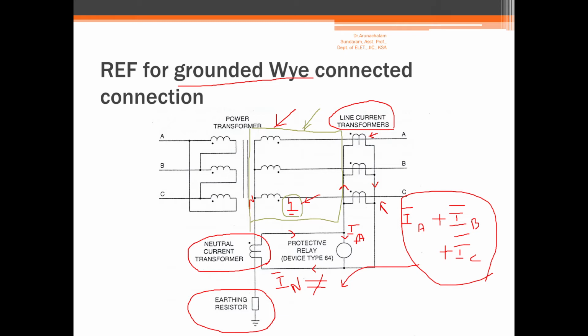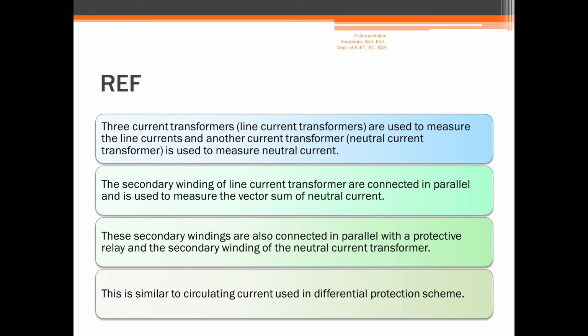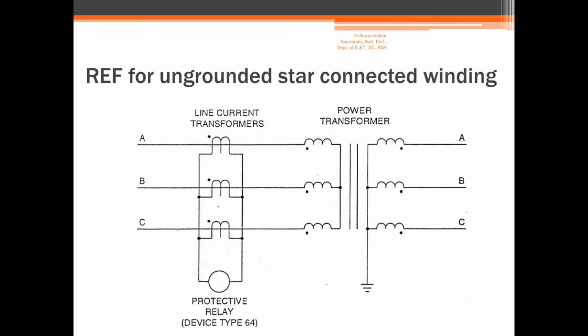Now the next question you will have is what happens if there is no neutral point. So before going to that, whatever I said I have summarized here. Here we have line current transformers which are connected in parallel, and they measure the sum of the current, and there is a neutral current transformer which is measuring the neutral current. So under normal condition, the neutral current is equal to the phasor sum of the three currents. This is a circulating current scheme similar to the circulating current scheme used in differential protection of transformers. Now what happens if there is no neutral connection?